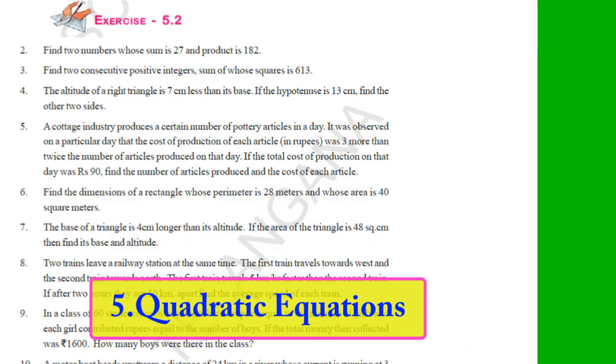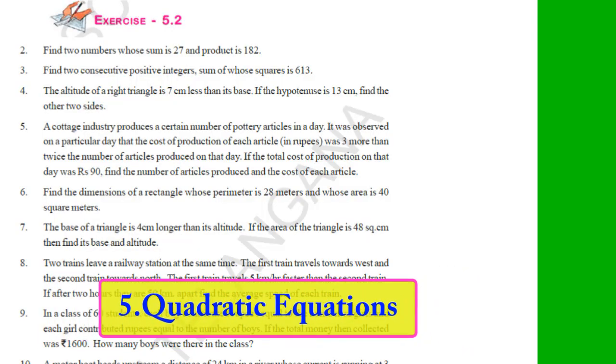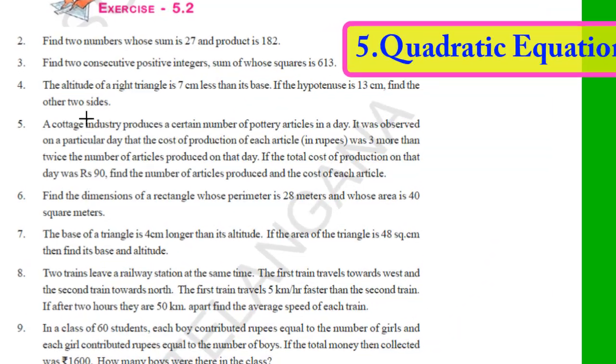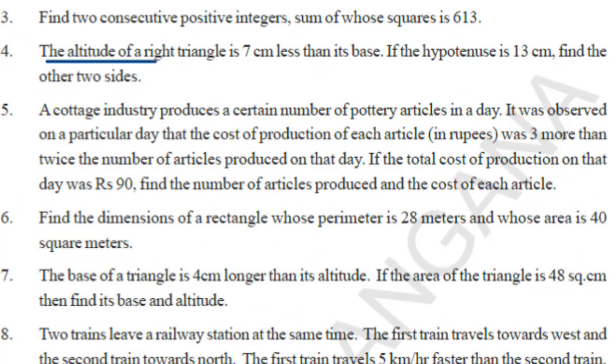Now today let us see the 4th problem from exercise 5.2. The 4th problem is given as: the altitude of a right triangle is 7 cm less than its base. If the hypotenuse is 13 cm, find the other two sides.